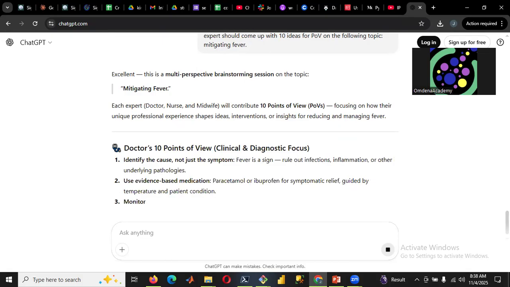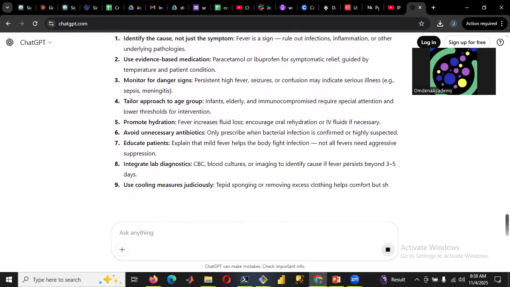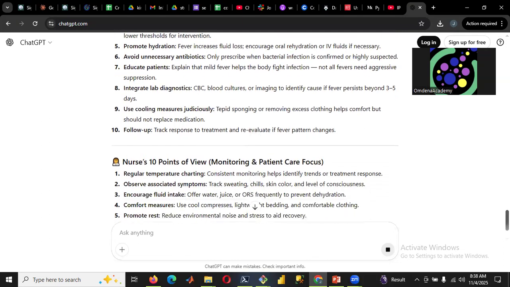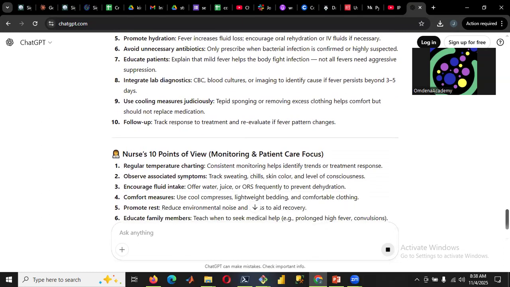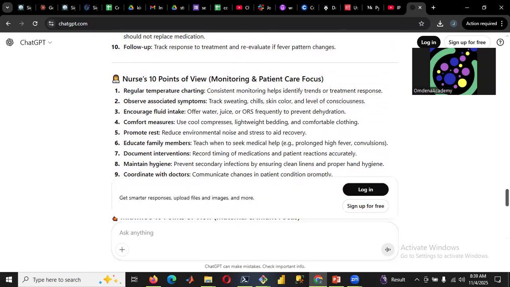So identify the cause, not just the symptom. Use evidence. This is the doctor's point of view. Monitor for danger signs. Tailor approach to age group. Promote hydration. Avoid unnecessary antibiotics. Educate patient, integrate lab diagnostics, use cooling measures judiciously. Then for the nurses' perspective: regular temperature charting, observe associated symptoms, encourage fluid intake, and so on and so forth.